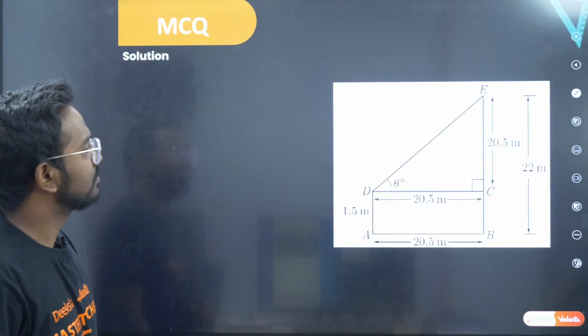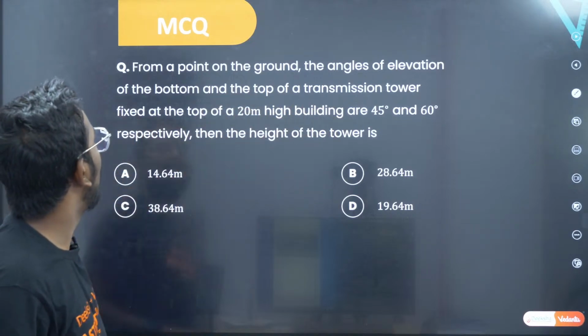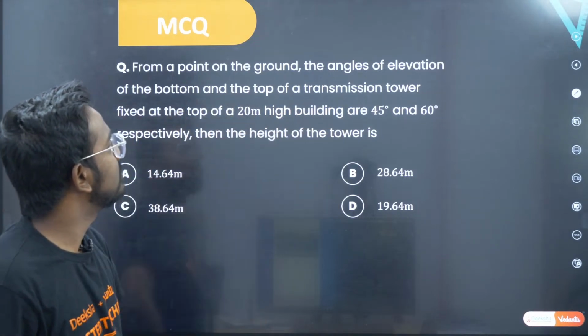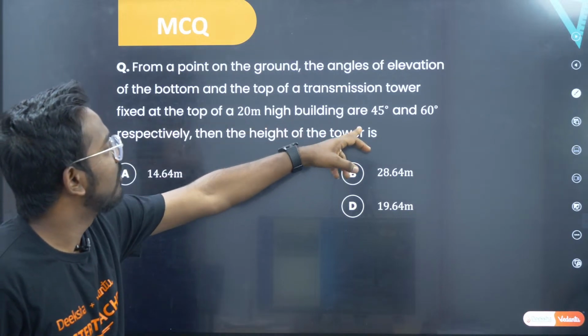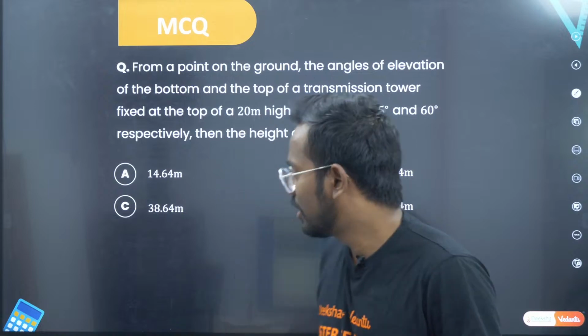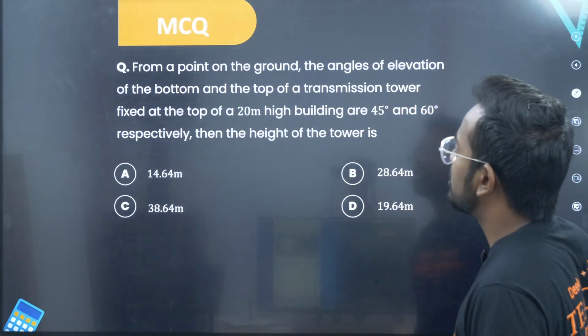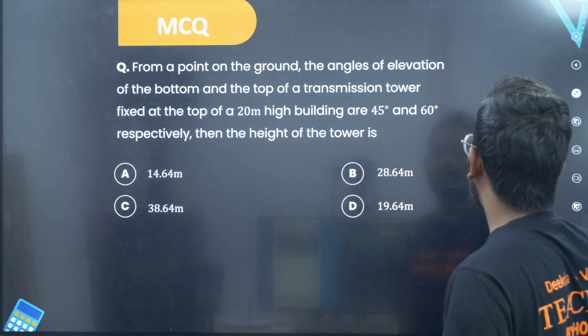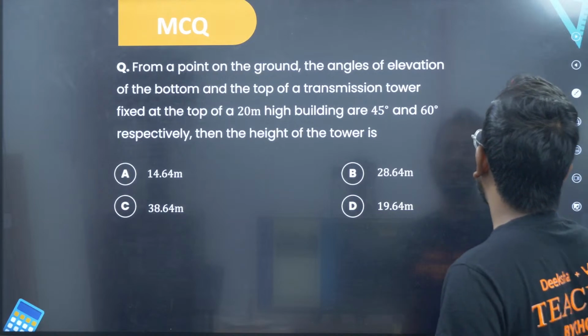Let's take up the next question. From a point on the ground, the angles of elevation of the bottom and the top of the transmission tower fixed at the top of a 20-meter high building are 45 degrees and 60 degrees respectively. So there is some building, and on that you have a transmission tower.